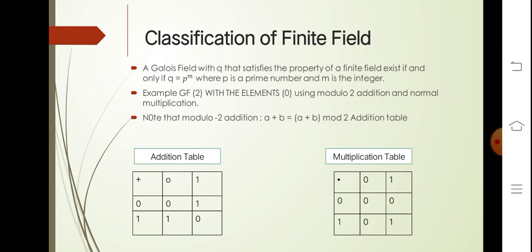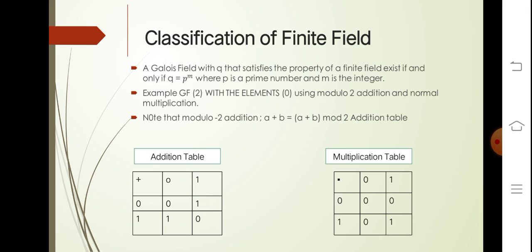Note that modulo 2 addition: a plus b is equal to (a plus b) modulo 2. This is our addition table. If we add 0 plus 0, it is equal to 0. 0 plus 1 is equal to 1. 1 plus 0 is equal to 1. 1 plus 1 is equal to 2, using modulo 2, this is equal to 0.